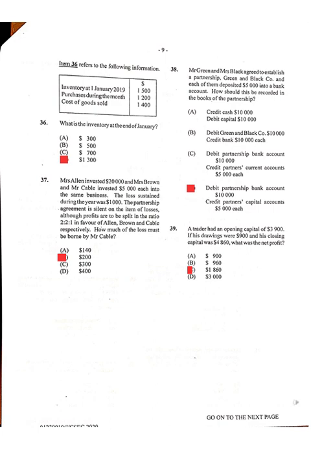Number 39, a trader had an opening capital of $3,900, his drawings were 900 and his closing capital was 4,860. What was the net profit? Then the profit would have been $1,860.